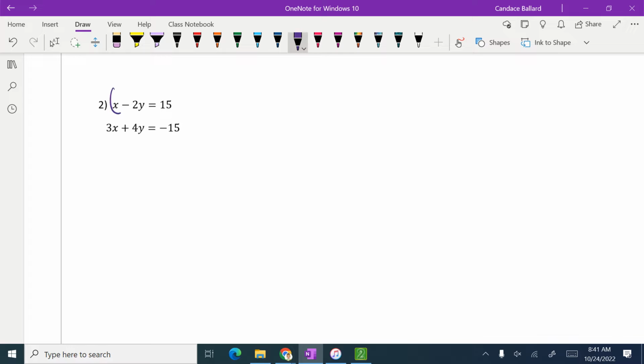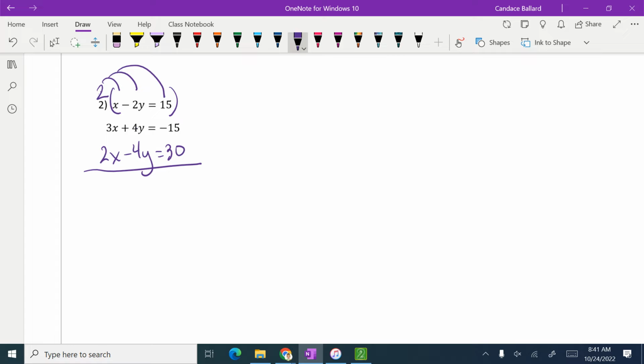So I'm going to multiply this. We already said it goes in there twice, so I'm going to multiply that by 2. When I do this, I distribute even across the equal sign. And I'm going to be totally lazy and just write it underneath this. So 2 times x would be 2x. 2 times negative 2y is negative 4y. And 2 times 15 is 30. And now we're totally set up for elimination again.